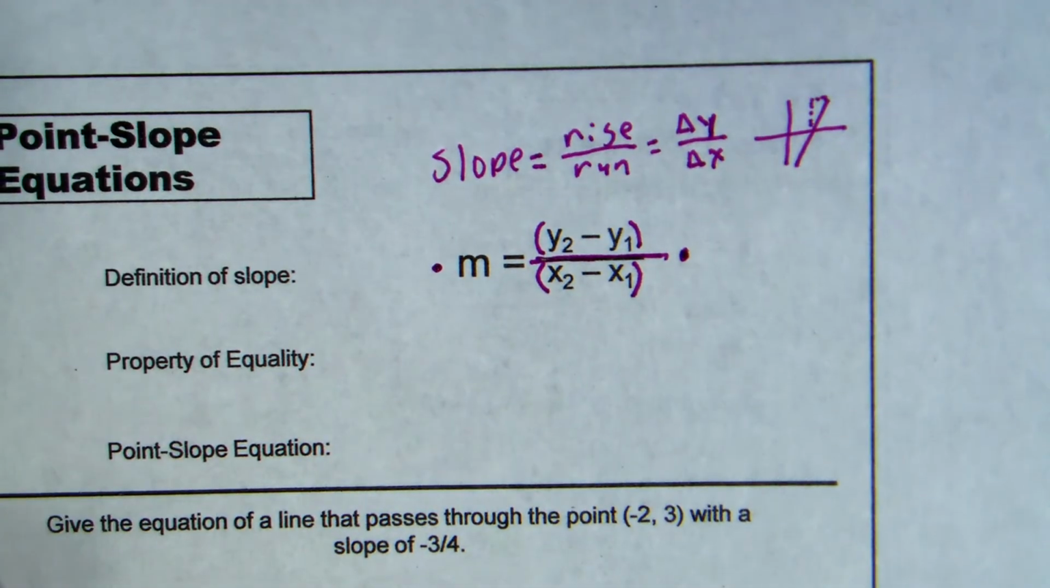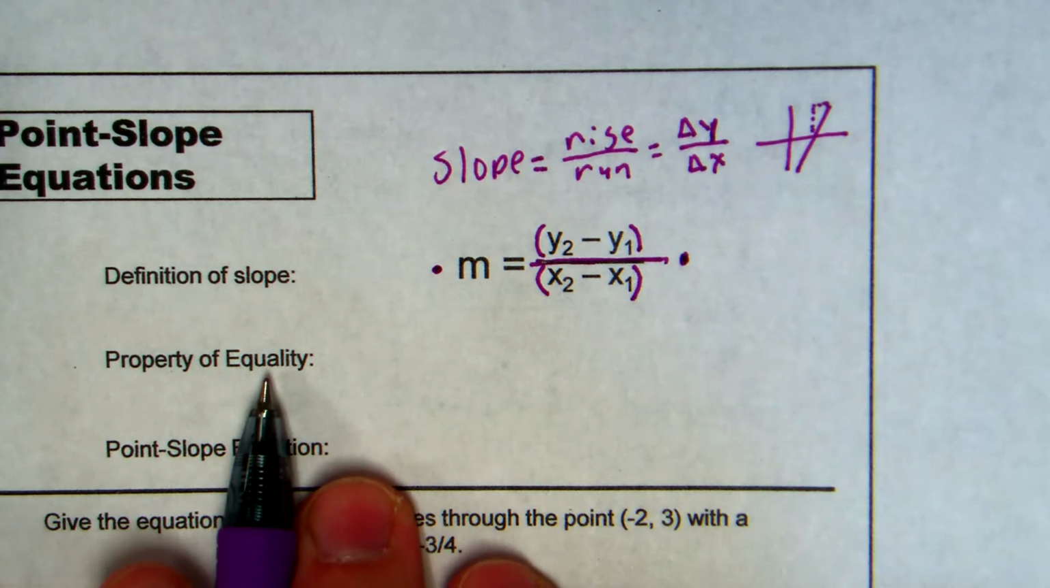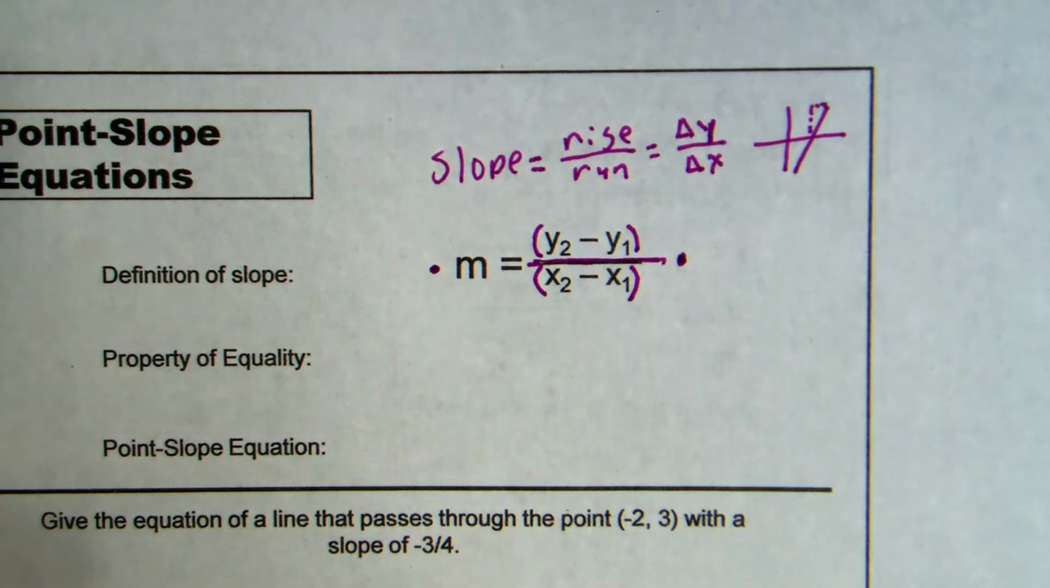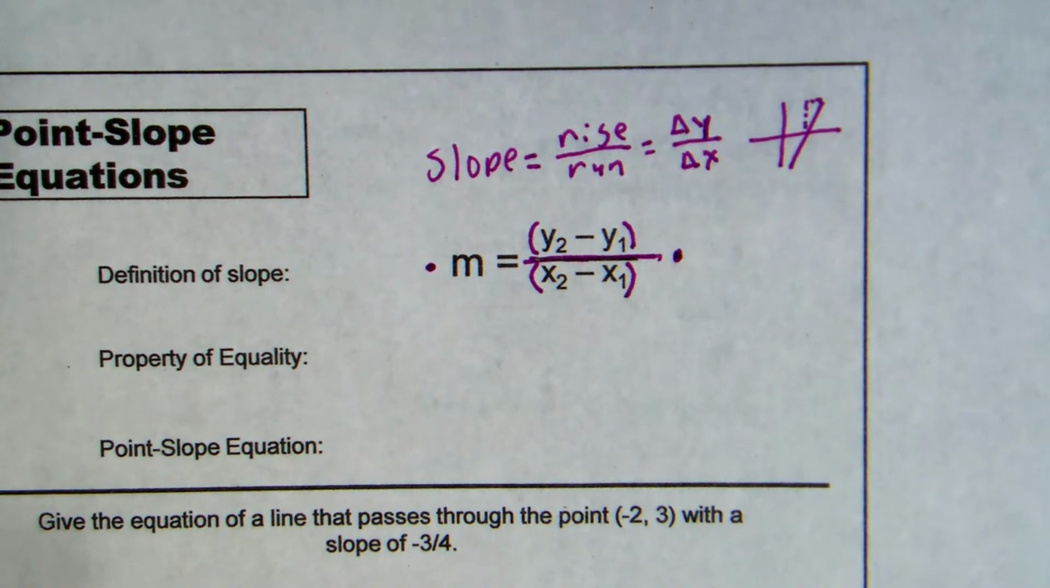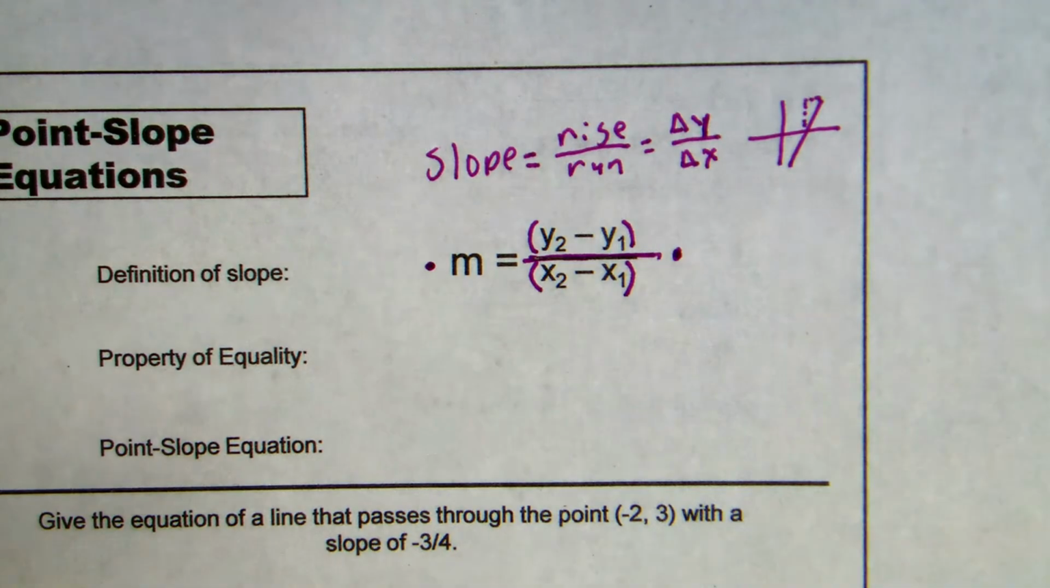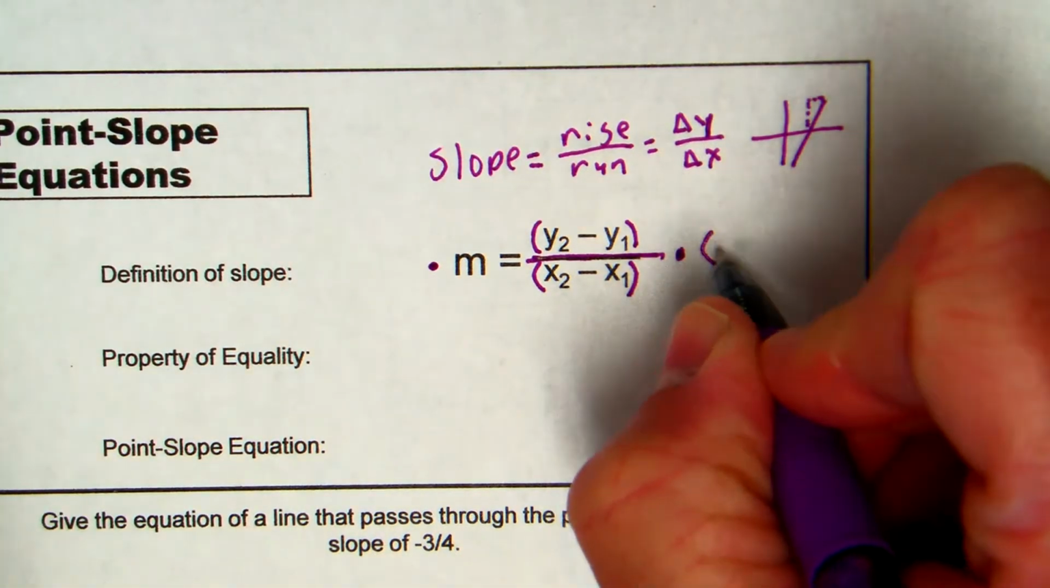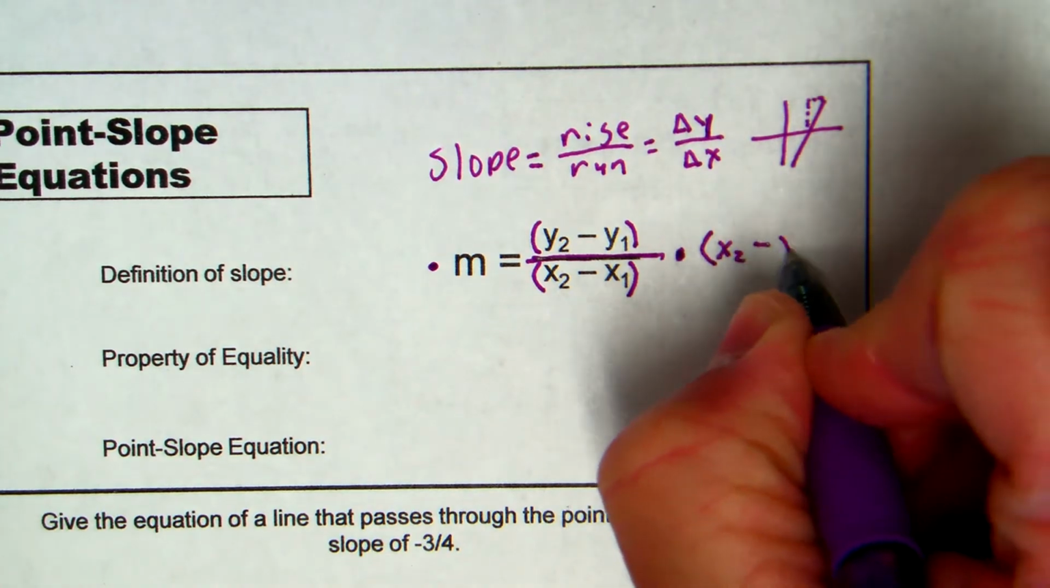I'm going to use the property of equality. The property of equality says I can do whatever I want in an equation without changing the truth of the equation as long as I do it on both sides. Or whatever I do to one side of an equation, I have to do to the other. That is not the focus of this lesson. If you're unsure on the property of equality, go back and watch a video on that. For now, suffice it to say that the property of equality allows me to multiply both of these sides by a number. The number that I choose to multiply by is x2 minus x1.